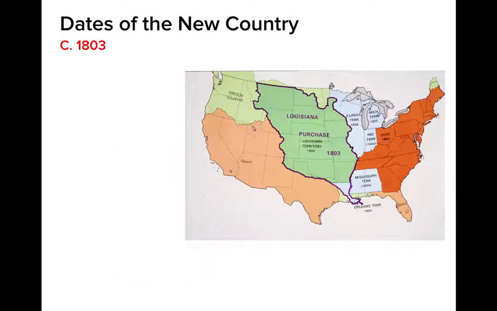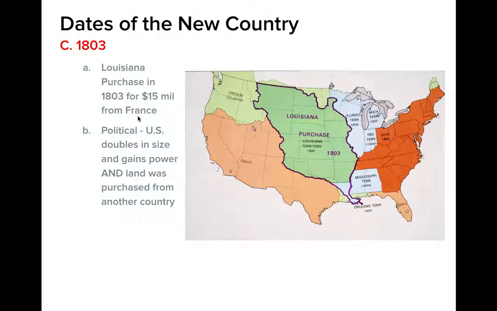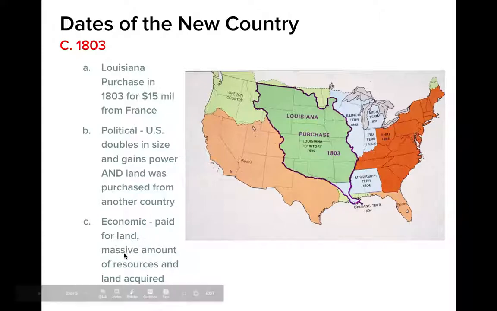So, 1803, uppercase C. This is Louisiana Purchase. It was made in 1803 for $15 million, and the U.S. government was purchasing it from France. This is a political factor because the United States doubles in size and gains power because of doubling in size, and you have two nations making a business deal. One purchases land from the other. And C, it's economic because somebody paid for the land, the U.S. government, and there's a massive amount of resources that are acquired on this newly purchased land by the United States.